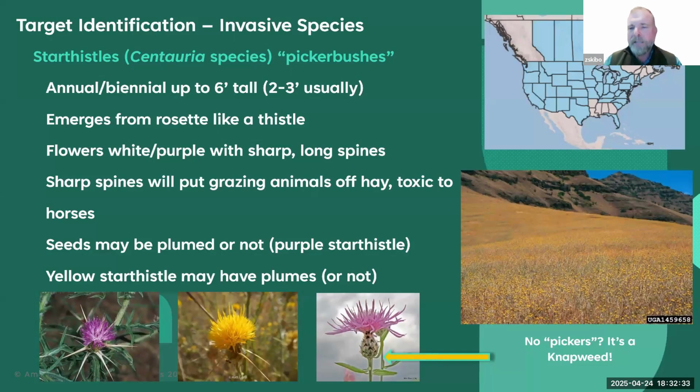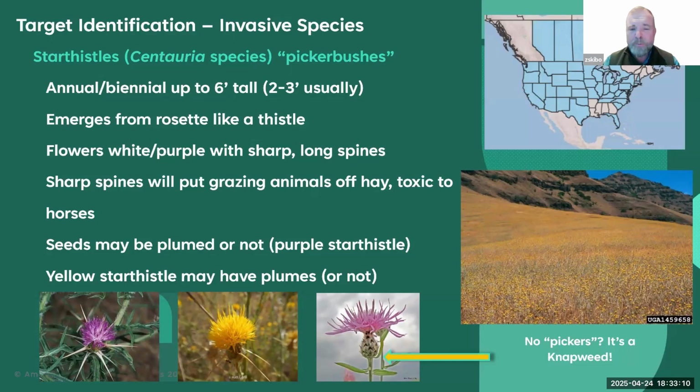And if you're managing a site like this, which I believe is in California with yellow star thistle, and it has already flowered, you're already missing the boat here, right? Now we're just trying to prevent seed set on these species because they're done after this season. So when you want to manage a species like star thistle is when it's in that first year rosette stage. The sharp spines of star thistle can put grazing animals off of hay if it's present in it. It can be toxic to horses, but generally horses aren't going to eat this species unless there's absolutely nothing else out there for them to graze on.